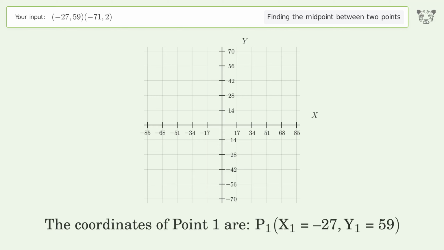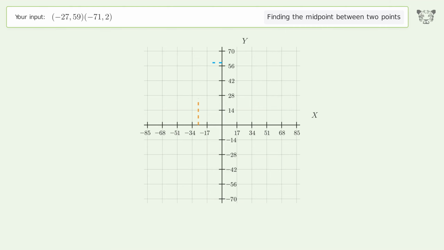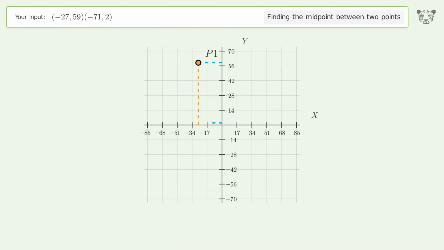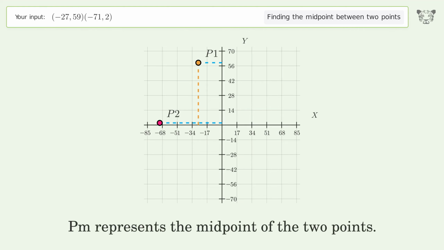The coordinates of point 1 are, x1 equals negative 27, y1 equals 59. The coordinates of point 2 are, x2 equals negative 71, y2 equals 2. PM represents the midpoint of the 2 points.